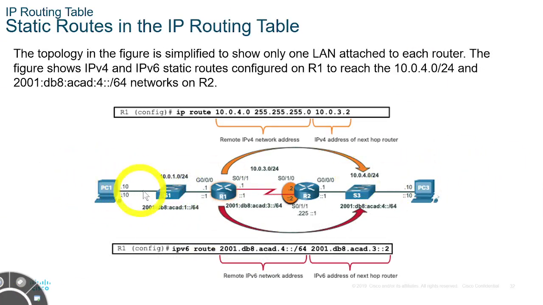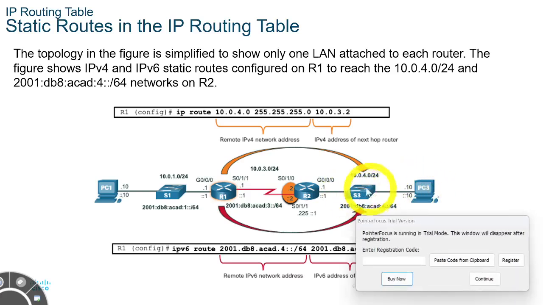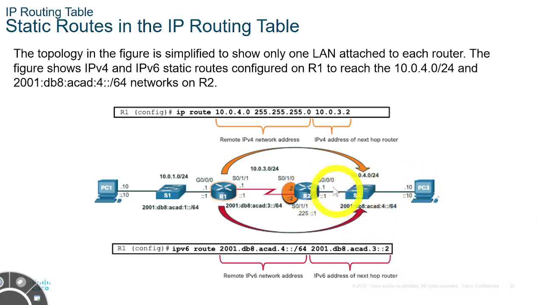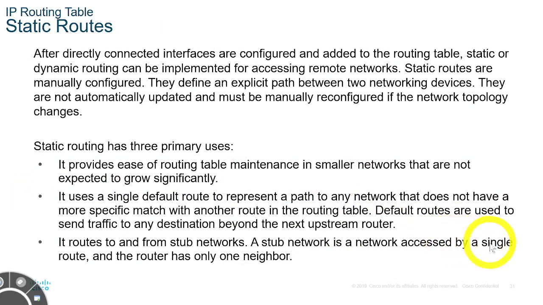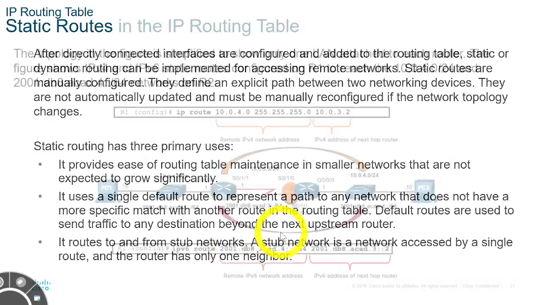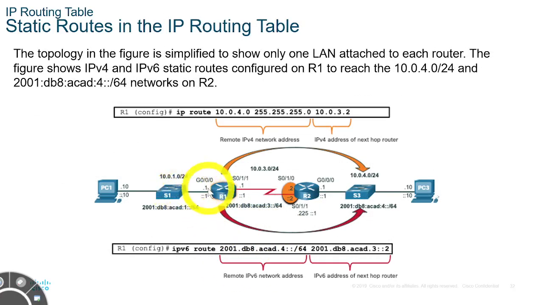So the router has only one neighbor. You see, this PC is only one device connected, and also it's like a line, okay? So it is accessed by a single route, and the router has only one neighbor. So this can be accessed by only one route. This can also be accessed by only one route from this router. This router and this router can communicate by only one route, okay?